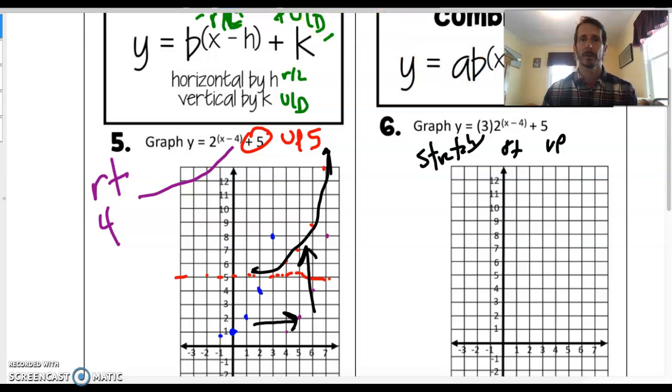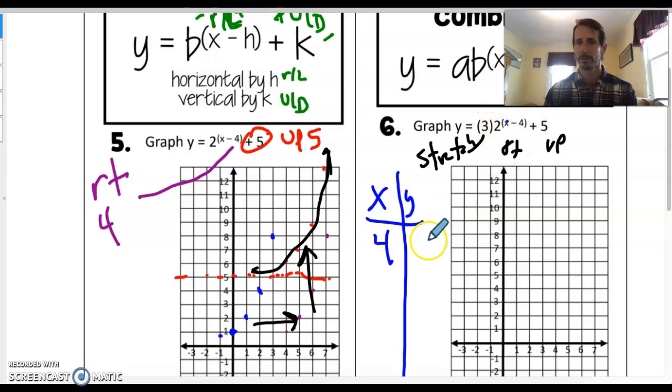using a graph that we already know, you can say, well, I'm making my own table, but I don't want to use my 0, 1, 2, 3s anymore. I'm going to start by going, what makes this 0? So if I put a 4 in there, 4 minus 4 is 0. 2 to the 0 is 1. 1 times 3 is 3. 3 plus 5 is 8. So that's my starting point. I'm just going to start over here at 4, 8. That's already taking in all of my transformations.